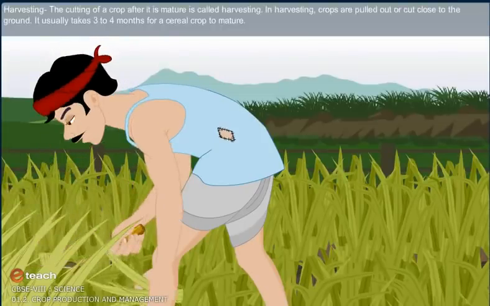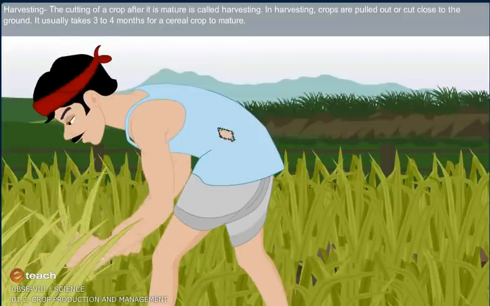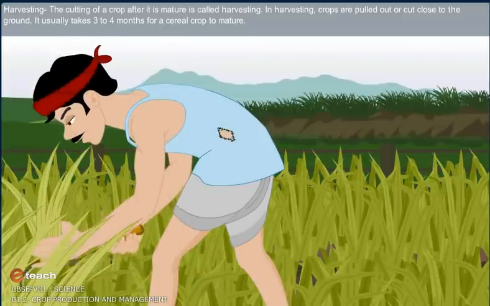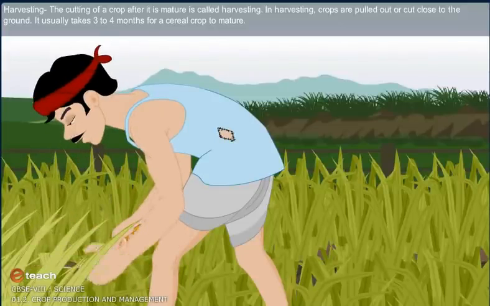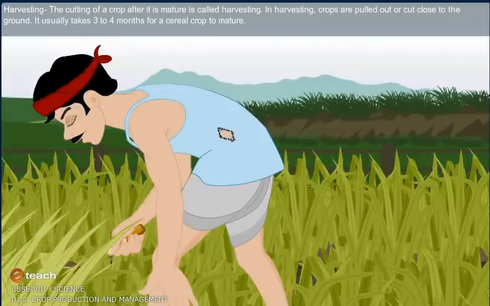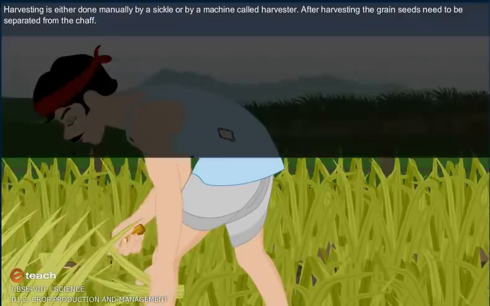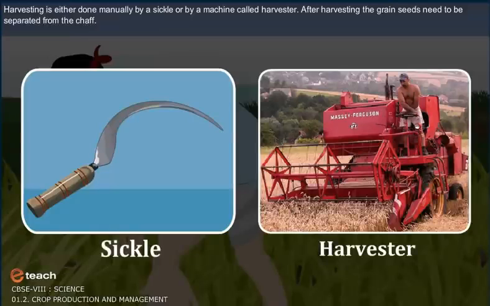Harvesting. The cutting of crop after it is mature is called harvesting. In harvesting, crops are pulled out or cut close to the ground. It usually takes 3 to 4 months for a cereal crop to mature. Harvesting is either done manually by sickle or by a machine called harvester.